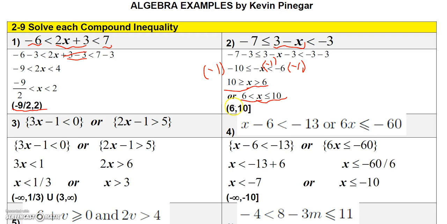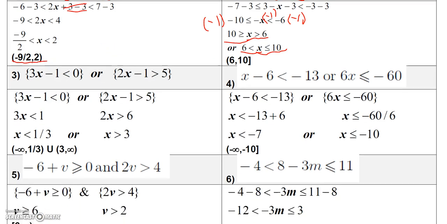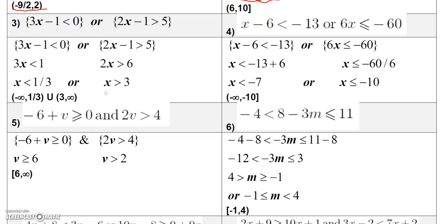And then it would be everything between 6 and 10, including the 10 but not including the 6. Okay, so now let's take a look at when I give you two inequalities like this. Now, "or" is like a union. When I say "or," it's a union.